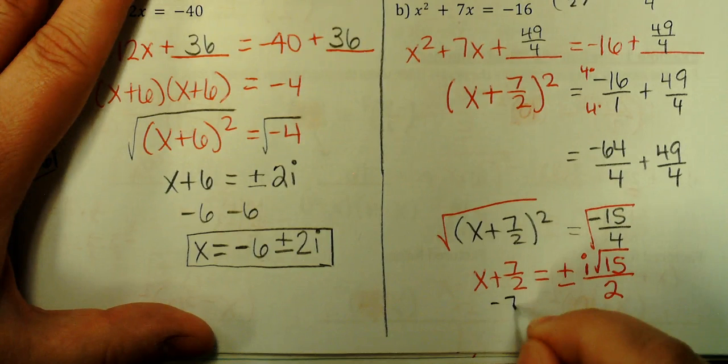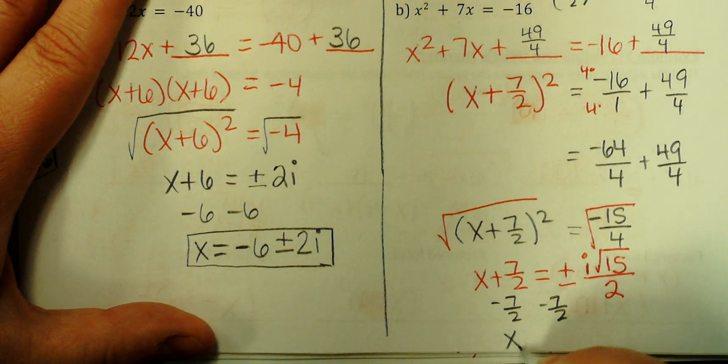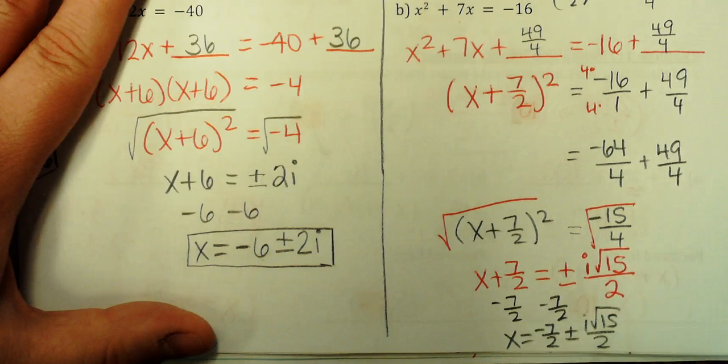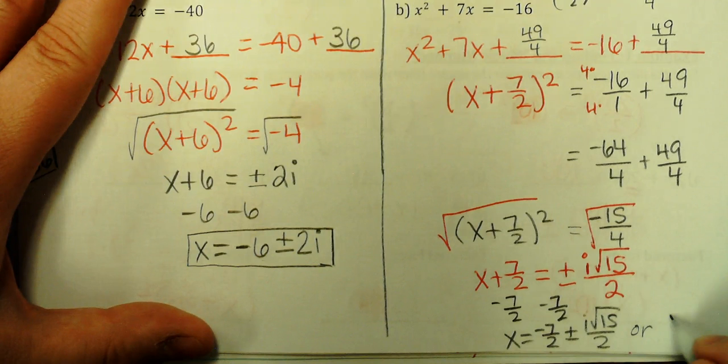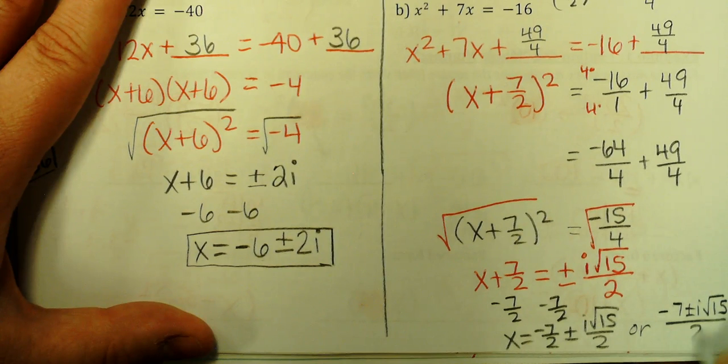When you subtract 7 over 2 from both sides, you get negative 7 over 2 plus or minus i radical 15 over 2. And you can leave it like that, or these actually have a common denominator, so I can put them together. Negative 7 plus or minus i radical 15, the whole thing, over 2.